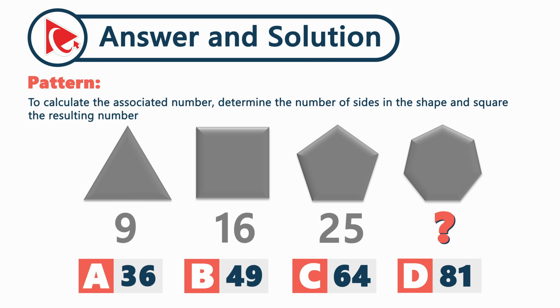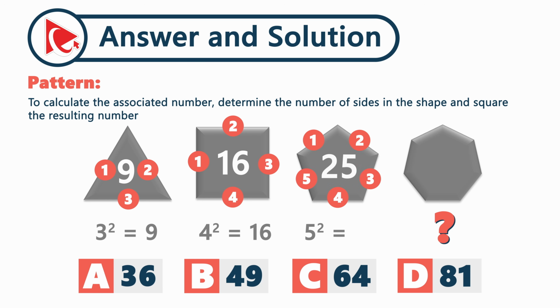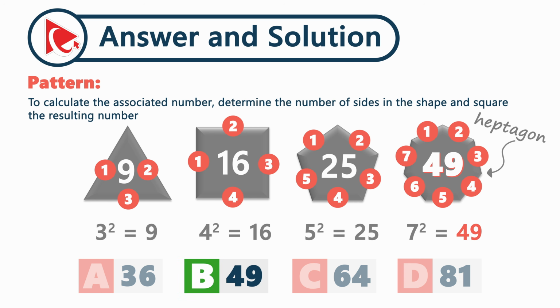The first shape is a triangle. It has three sides, 1, 2, and 3. 3 squared equals 9. The second shape is a square, which has 4 sides. 4 squared equals 16. The third shape is a pentagon. A pentagon has 5 sides. 5 squared equals 25. The fourth shape has 7 sides, and the shape with 7 sides is called a heptagon. And now is the time to calculate the magic number. 7 squared equals 49. So the correct answer here is choice B, 49.